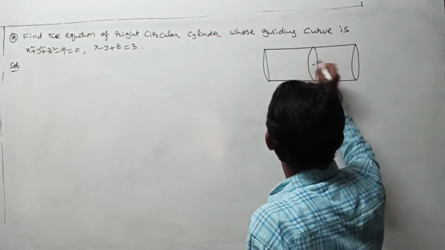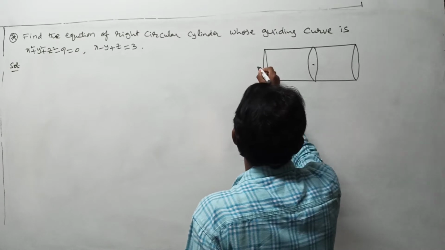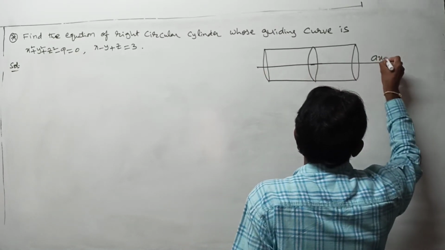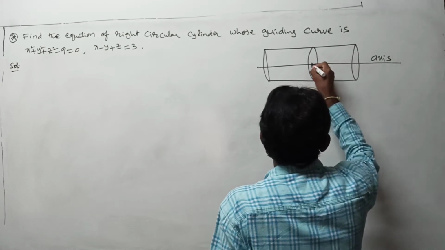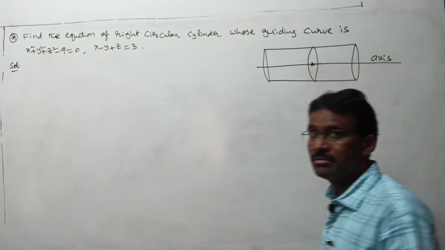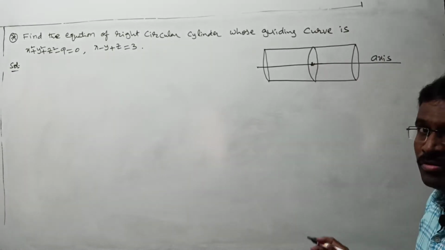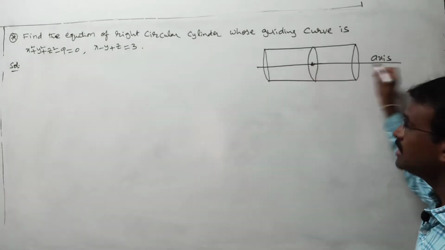And you know the center ma. This is the axis of the cylinder, which is passing through the center of the guiding curve of the cylinder ma. This is the center, let it be, right? This is the axis ma. Now first of all I want to define this axis equation ma.